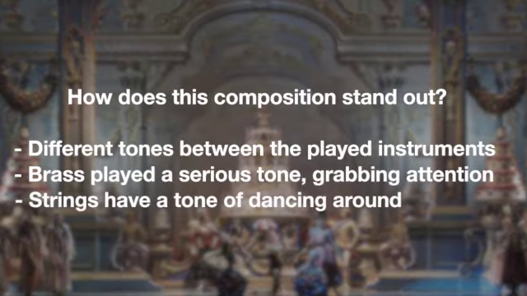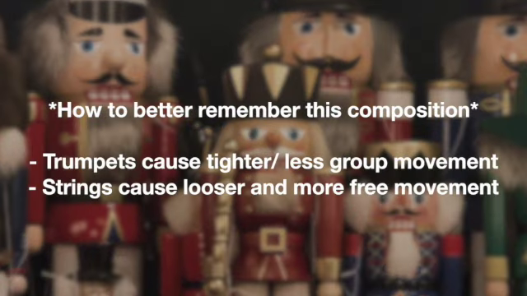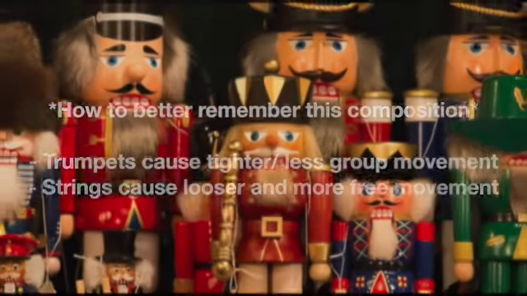Now, how does this composition stand out? There are different tones between the played instruments, the brass being played in a serious tone, grabbing attention, and the strings have a tone of dancing around with loose movement. How to better remember this composition is connecting tones with the instruments being played. Trumpets cause tighter and less group movement, and the strings cause looser and more free movement. I have a visual example showing this movement to the song.